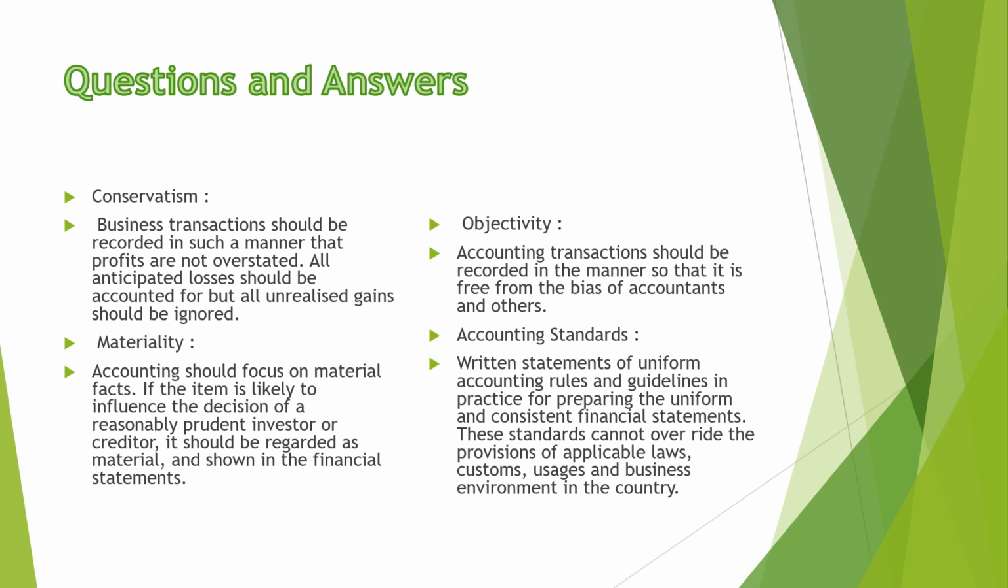Objectivity. Accounting transactions should be recorded in a manner so that they are free from the bias of the accountant and others. So we have discussed what is accounting standard. These are the written statements of uniform accounting rules and guidelines in practice for preparing uniform and consistent financial statements. These standards cannot override the provisions of applicable laws, customs, usage, and business environment in the country.